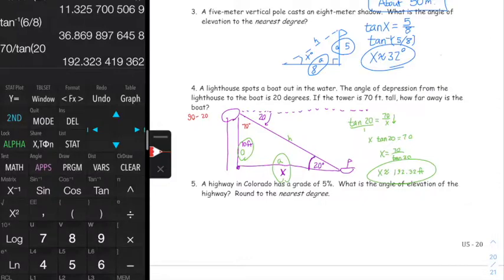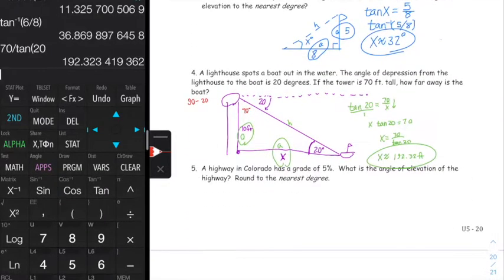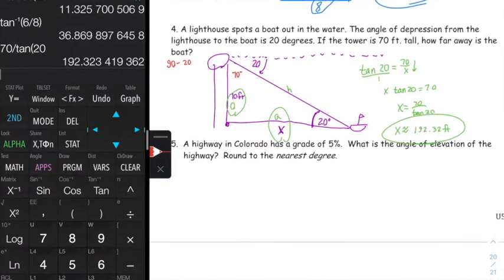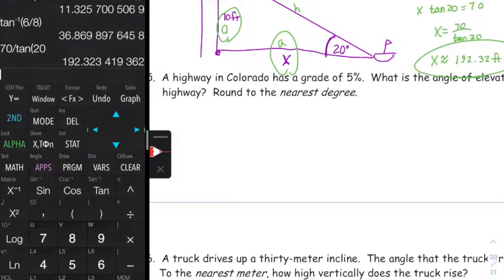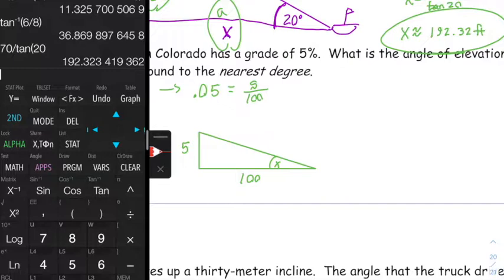Okay, so we've looked at quite a few of the different ones right here, so I think we're doing good here. We got another grade problem here. You have a road that has a grade of 5%. So 5%, if you move the decimal over twice, will be 0.05. Hopefully I don't mess that up again there. Which means that's a fraction of 5 over 100, which means with your triangle, you can say, okay, it's got a rise of 5, a run of 100, and then you're trying to find this angle here, x.